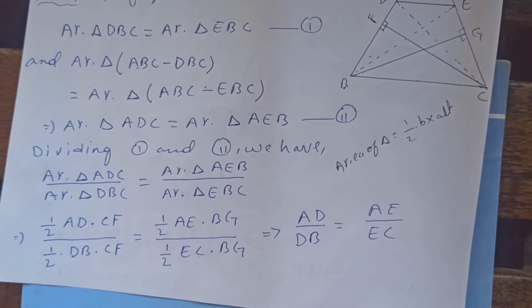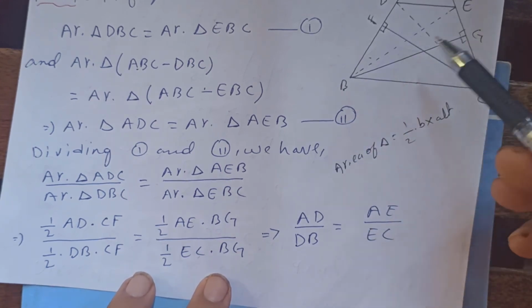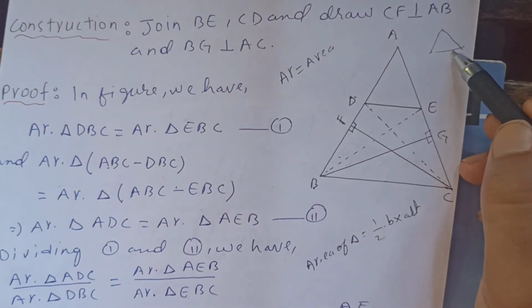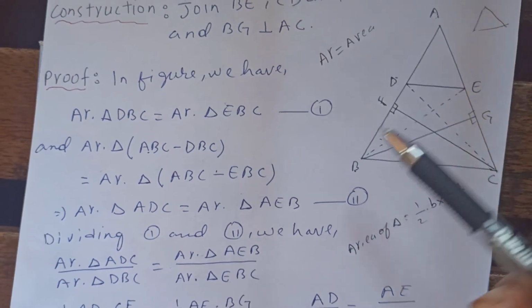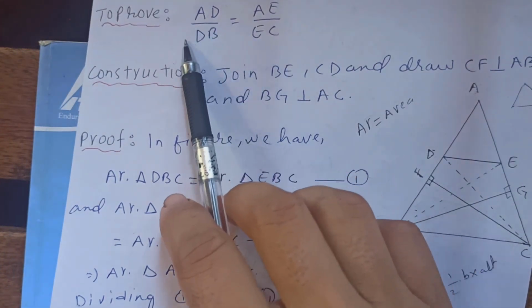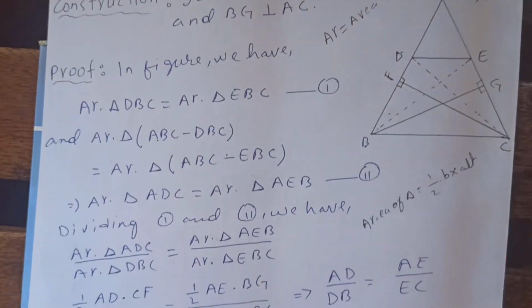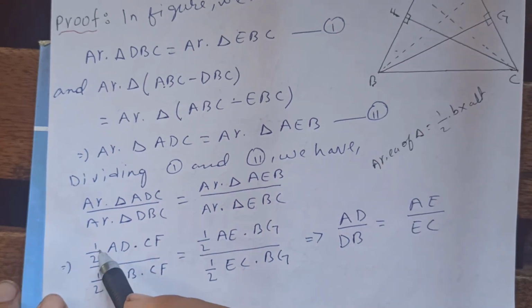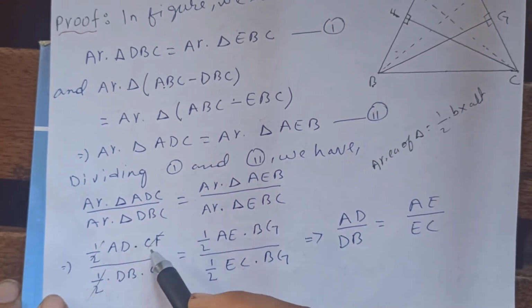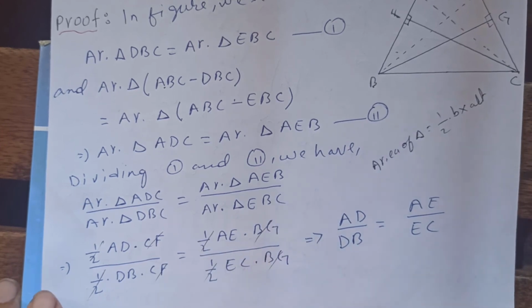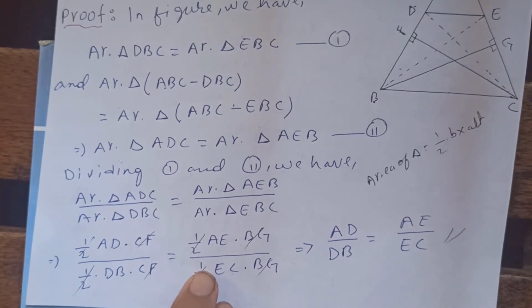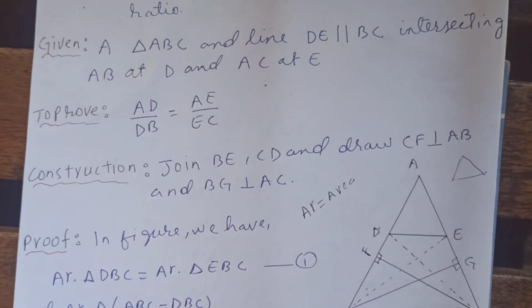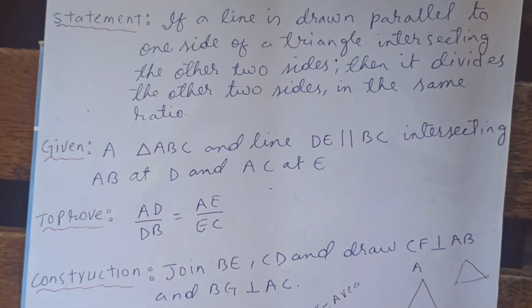So you can take any of the bases in this triangle, but we have to choose carefully, considering what we are trying to prove, so that we can get the required answer. Okay, so here you can cancel half CF and half BG. So you get AD by DB equal to AE by EC. So this is the proof for Thales' theorem, or the basic proportionality theorem.